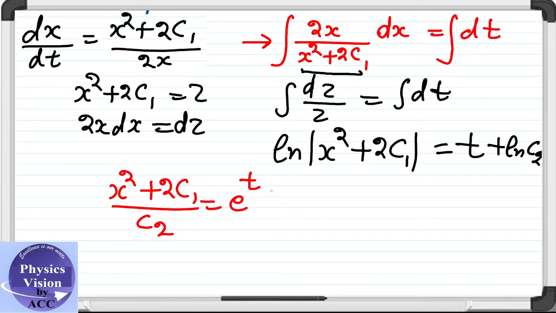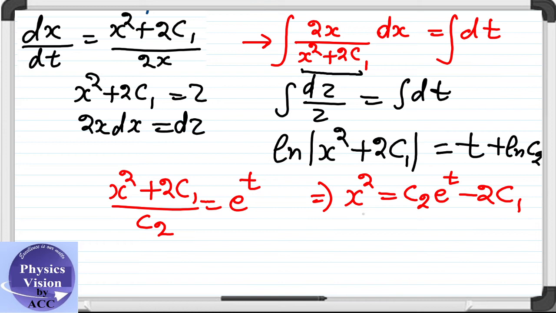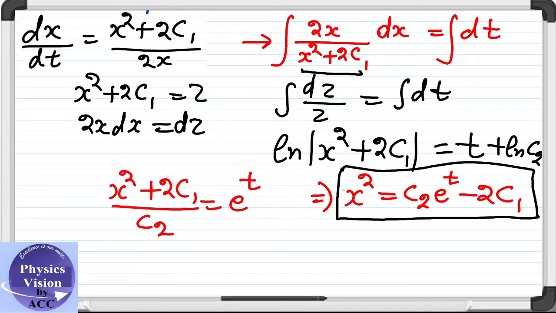e raised to the power t can be further written as x square is equal to c2 e raised to the power t minus 2 times c1. This is our result, the solution of the given differential equation of x in terms of the t variable. Only one thing is left: we have two arbitrary constants in this, which will be calculated using the boundary conditions. So let's use the boundary conditions.